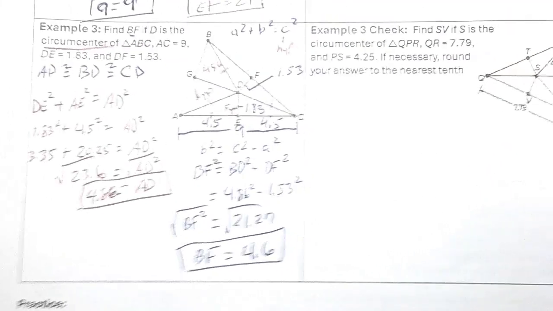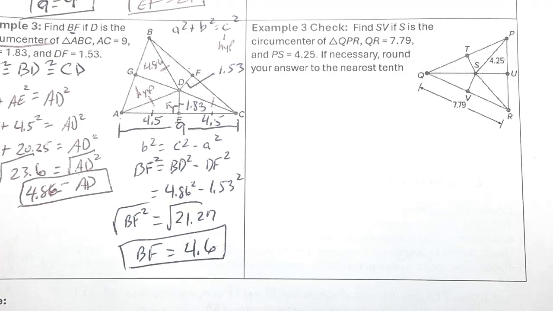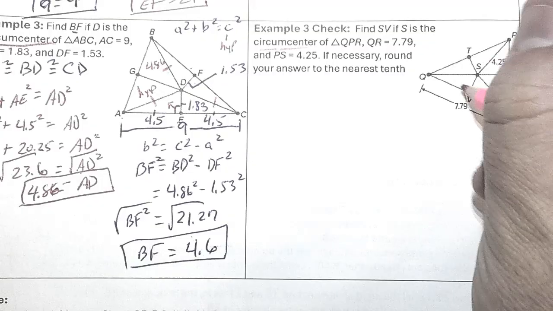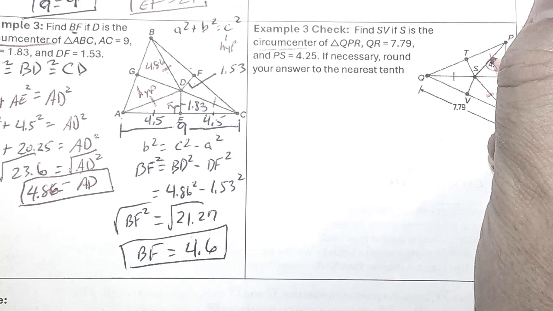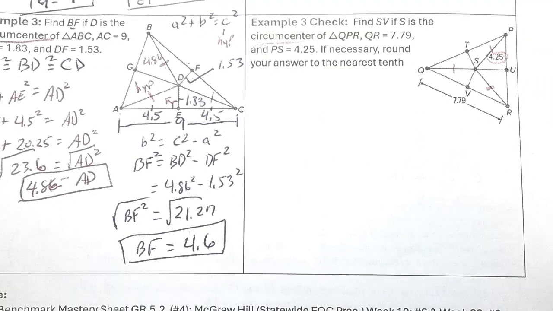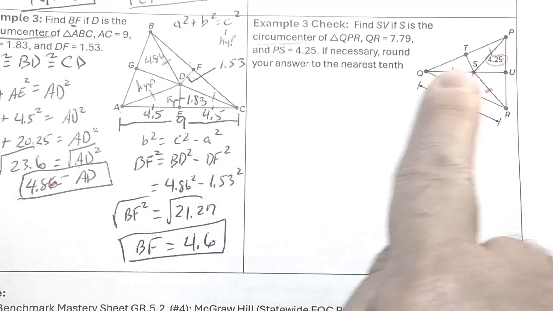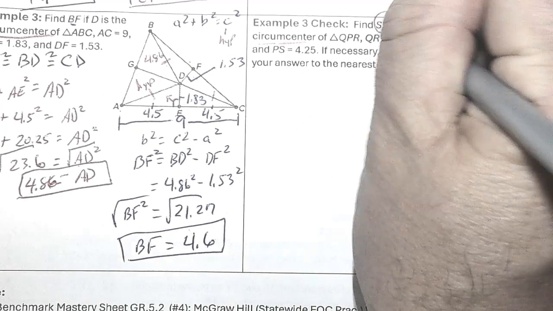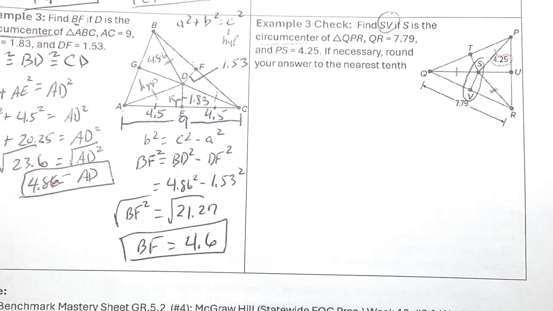So let's zoom back out. All right, example 3, check. So this one's super easy. It tells you that S is the circumcenter. So that means that this guy, and this guy, which includes this, are all congruent. It gives you this guy. You know that that's a bisector, so you're going to have this side and this side. You're looking for SV. So find SV, which is this guy. So good luck with that.